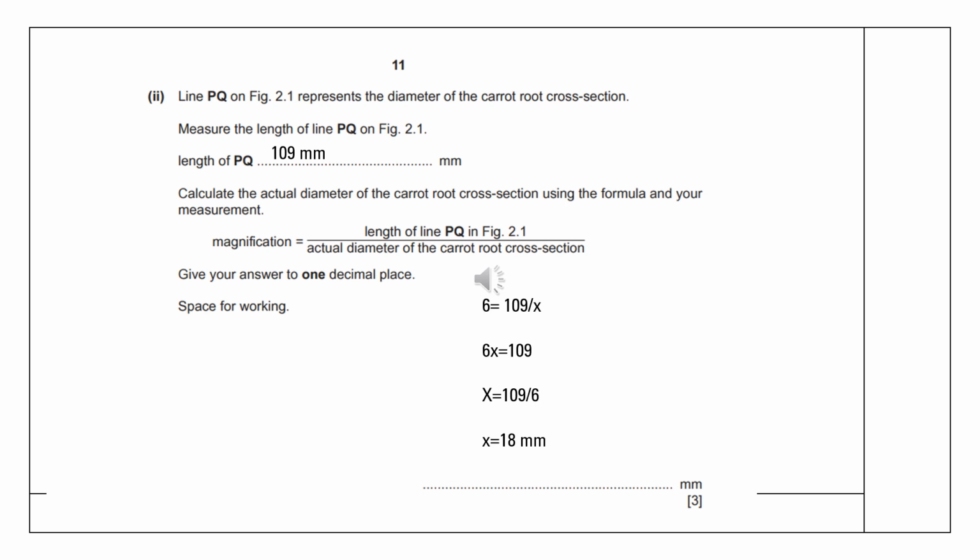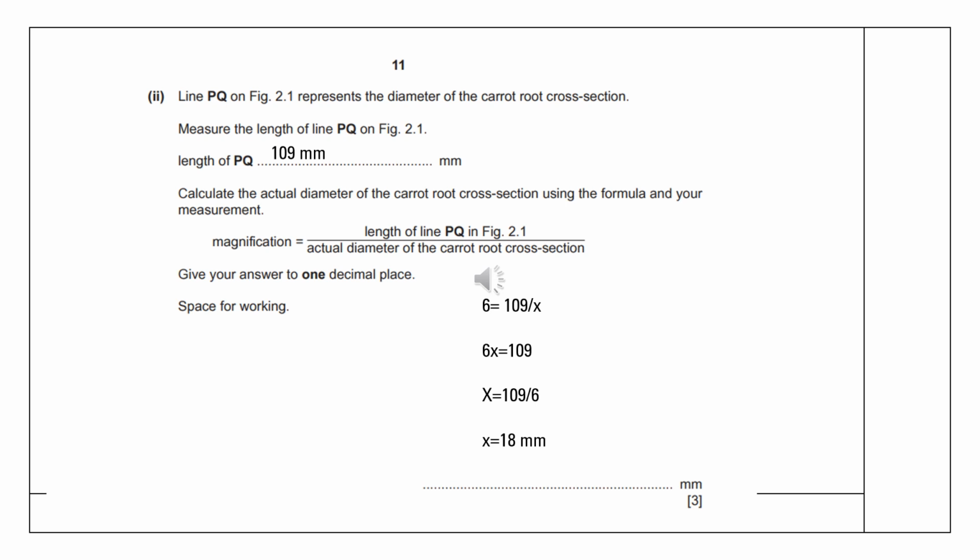So here I have measured the length PQ and found it to be 109 millimeters. Then I need to calculate the actual diameter. I know my magnification and know the length, but I don't know the actual diameter of the carrot root cross section. I know from the former slide that the magnification was 6.